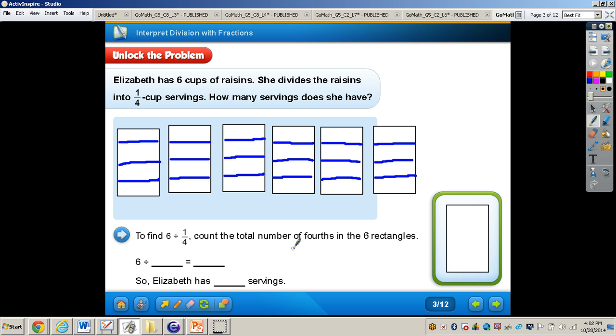Okay, now our next step, to find 6 divided by 1/4, which is our division problem, count the total number of fourths in the 6 rectangles. Okay, so we have a total of 1, 2, 3, 4, 5, 6, 7, 8, 9, 10, 11, 12, 13, 14, 15, 16, 17, 18, 19, 20, 21, 22, 23, 24. Okay, so we know that 6 divided by 1/4 equals 24. Okay, so because of our drawing here, we know that Elizabeth has 24 servings of raisins.